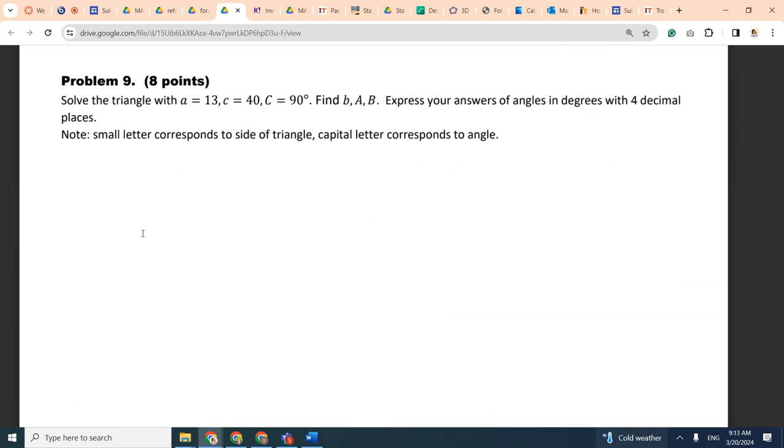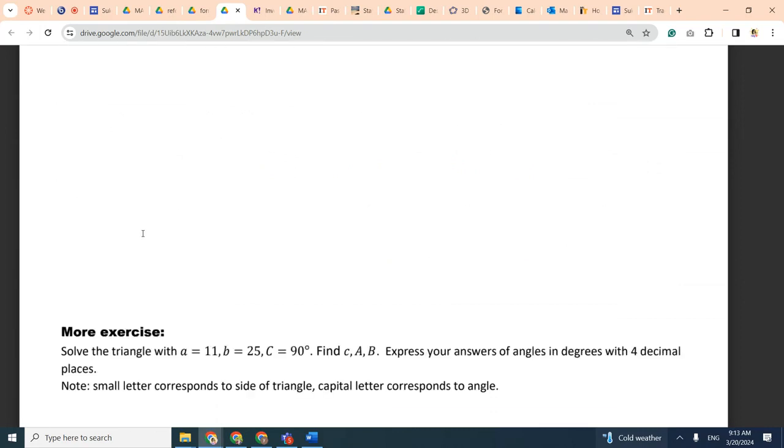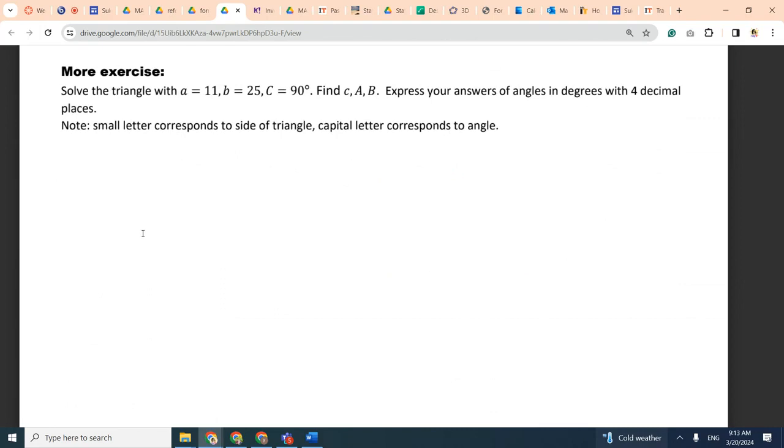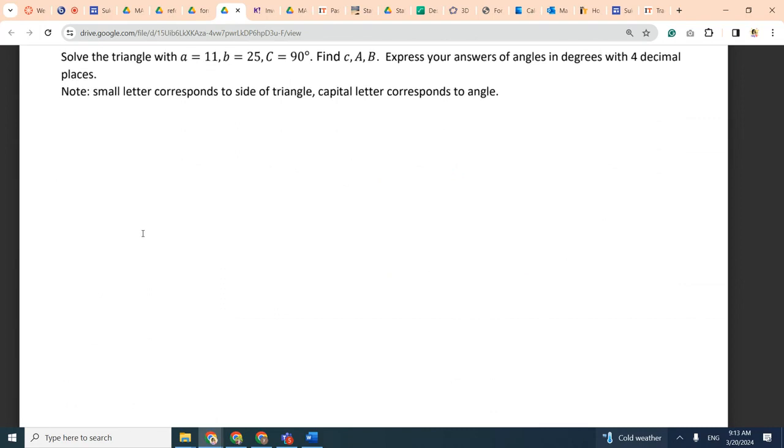If you miss a class, make sure you watch the recording. And this is just more exercise. Any questions? You have seen all this type of problem in the notes. Now just add some variation. You change the different trig functions.